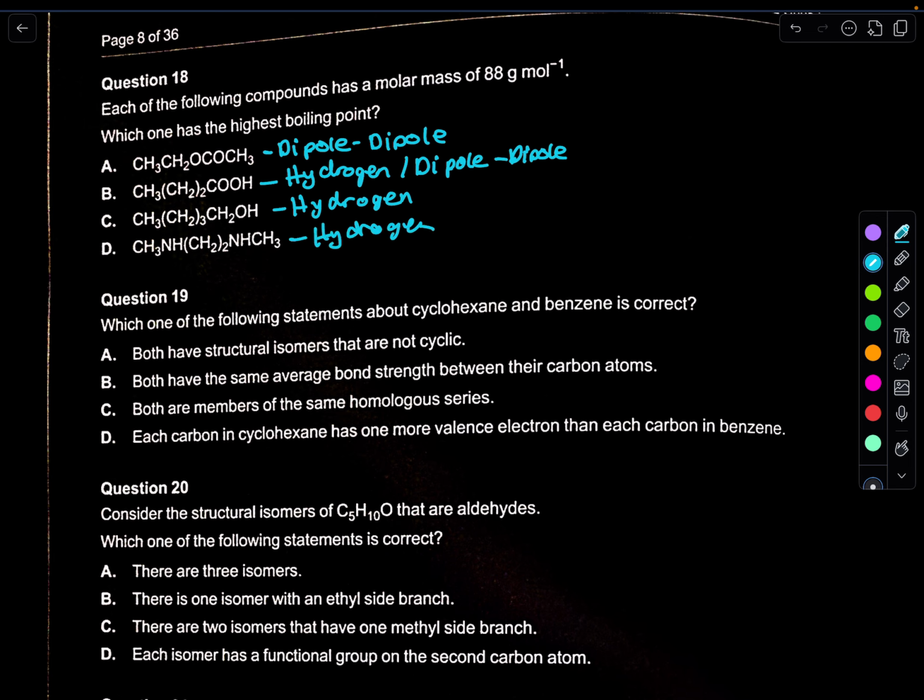So the one that forms the most would be B, because it has both dipole to dipole and hydrogen bonding. So D would be the answer for that one. And that makes sense.